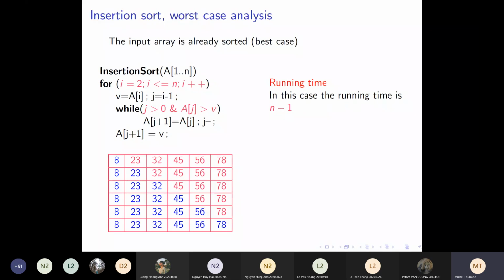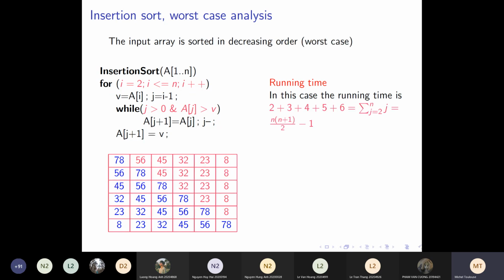And when the array is already sorted, like in this case, then the number of iterations is going to be equal to 1 each time. So the total number of iterations of the while loop is going to be equal to n minus 1. So the while loop will be executed n minus 1 times for all the iterations of the for loop. So this is going to be the best case answer for this algorithm.